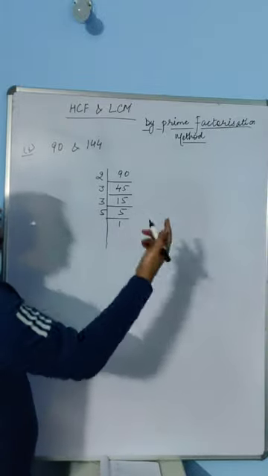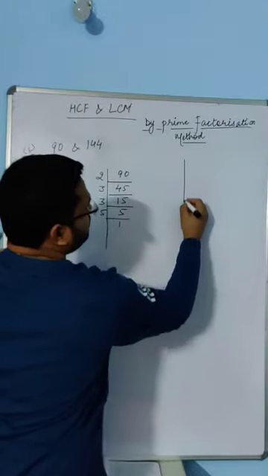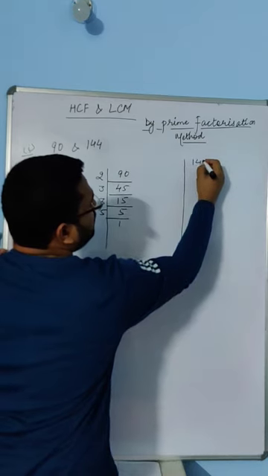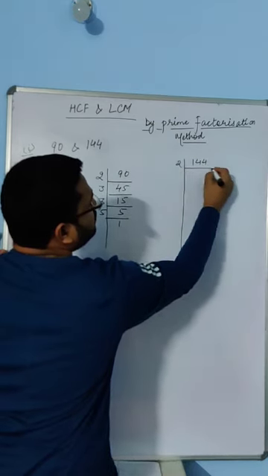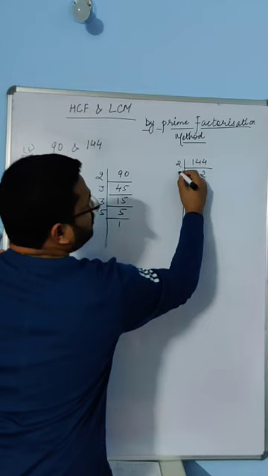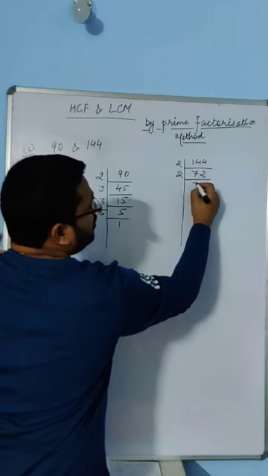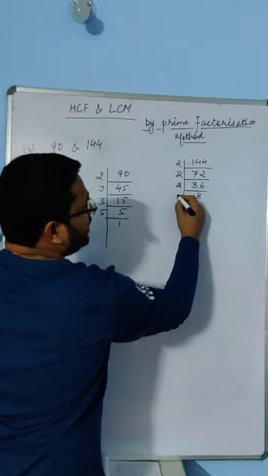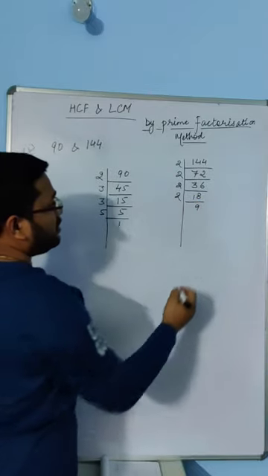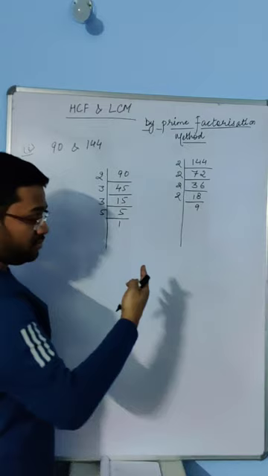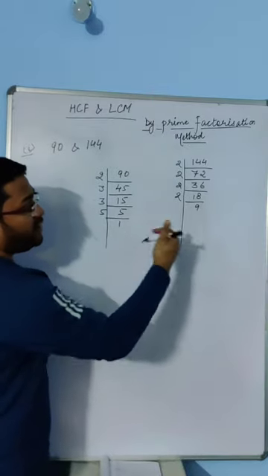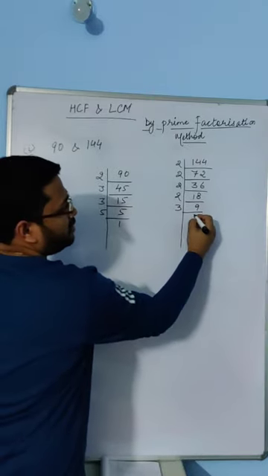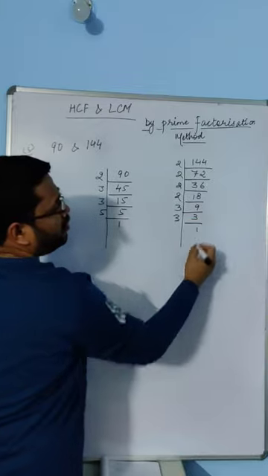Now I will take the other number, that is 144. Divided by 2, I get 72. Again divided by 2, I get 36. Again divided by 2, I get 18. Again divided by 2, I get 9. Now since 9 is an odd number, it is not divisible by 2. So I need 3, and 3 goes 1 time.